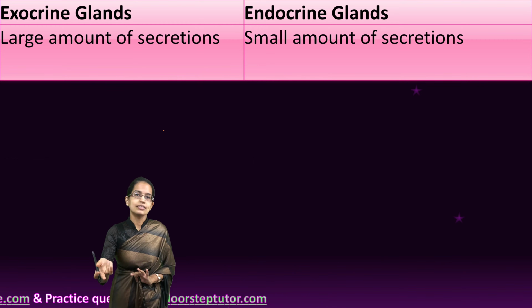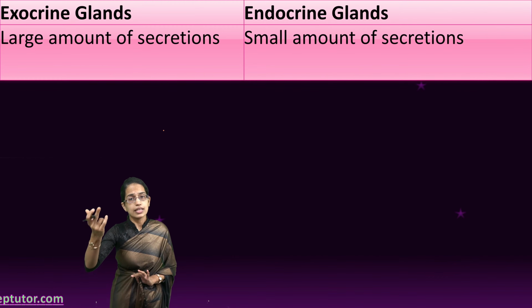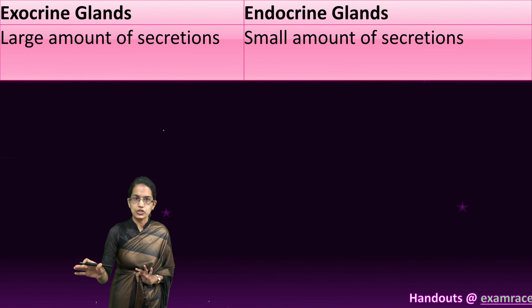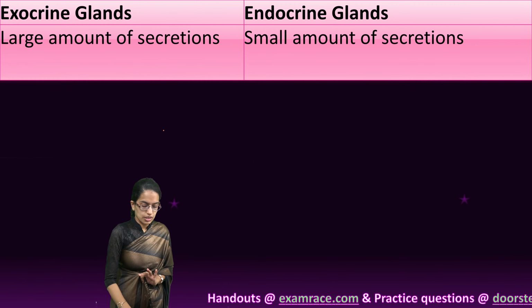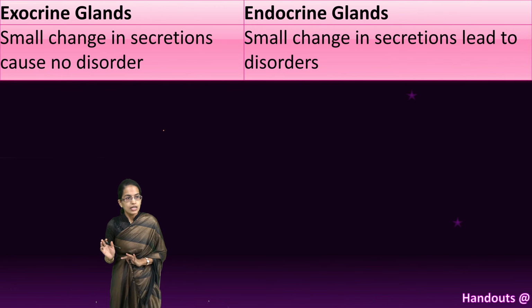And why is it less? The answer again is very simple, because they secrete directly into the bloodstream. So even a small amount is sufficient. However, in exocrine glands, a large amount of secretion is done, and this is mainly because the secretion is by the duct.